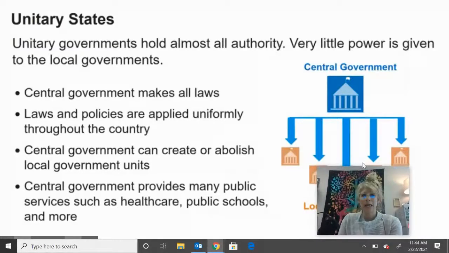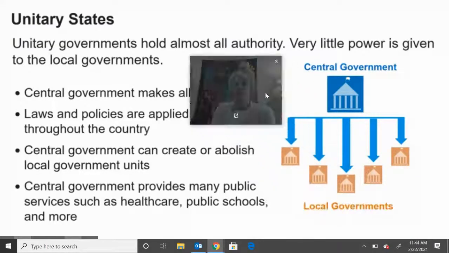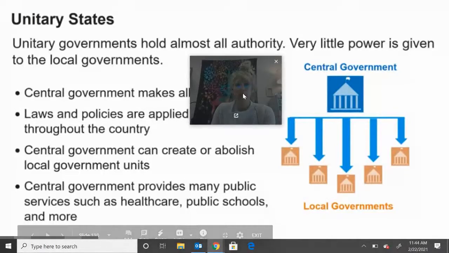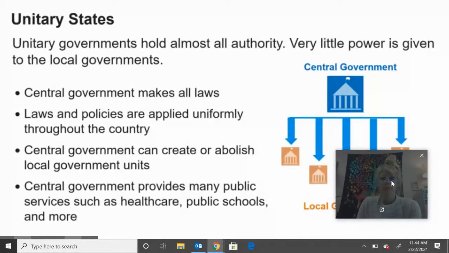Unitary is where you have almost all the power at a central government level. In this kind of graphic, you can see the central government at the top, and whatever power or laws are made are trickling down to your local governments. Make sure you know some of the characteristics here. In a central government, all the laws are made at the top, okay? Laws and policies are applied uniformly throughout the country. Again, that trickle down effect, whatever laws or policies are made at the central government are also going to apply to any local governments.